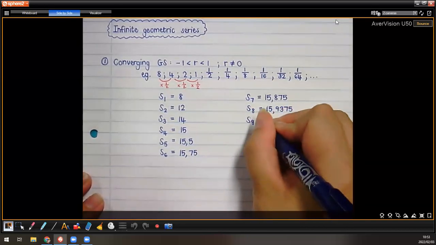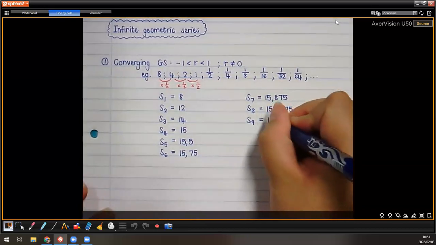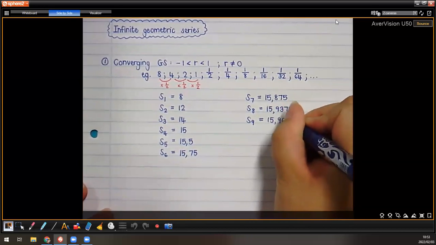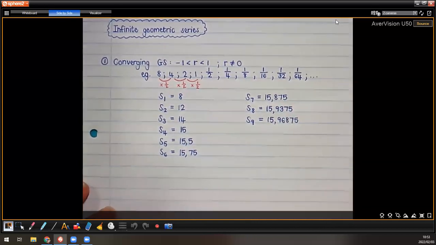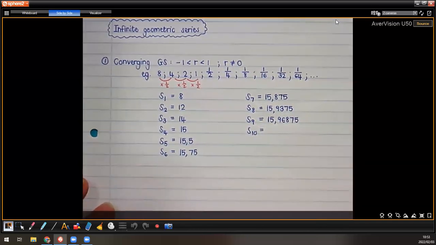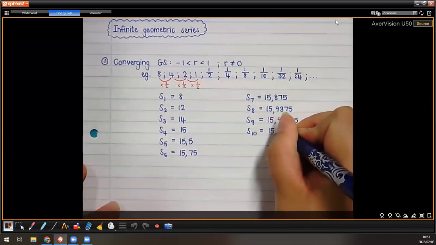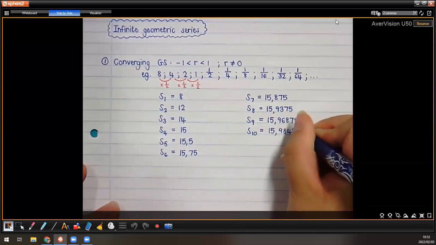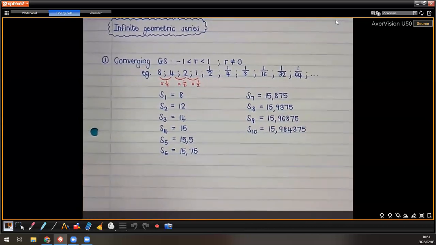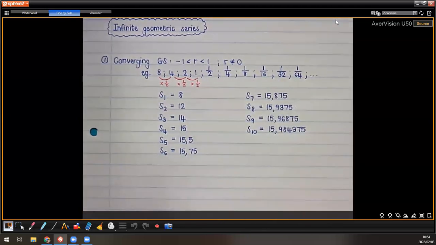The next one, sum to 9. So now I'm adding 1/32 to it. So that gives us 15.96875. Are we noticing something, guys? What's happening here? Does it look like it's approaching a certain value, perhaps? It's getting closer to 16, but it doesn't look like it's getting to 16, right? And why is that, guys? If we're going to add another term, I'm adding a smaller value, right? So that's the sum of all of them that we have now.